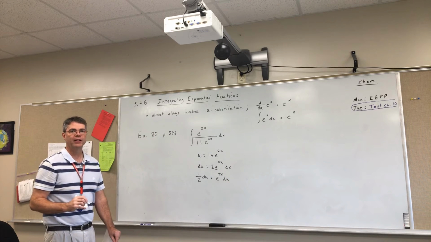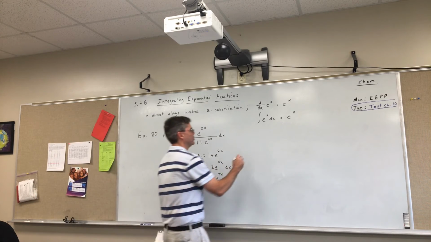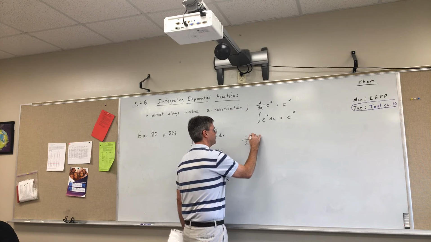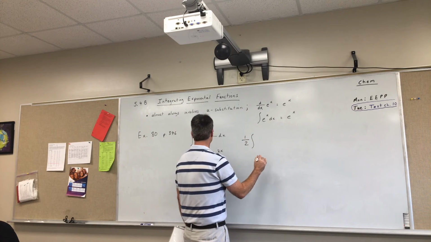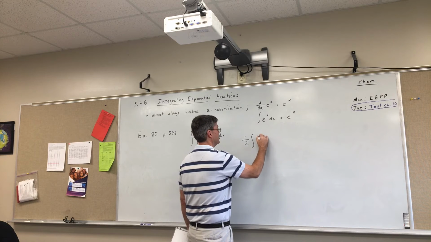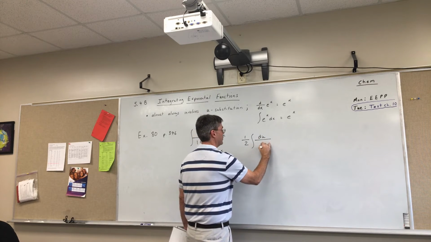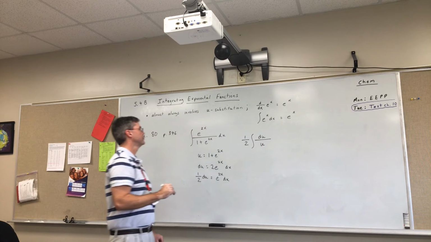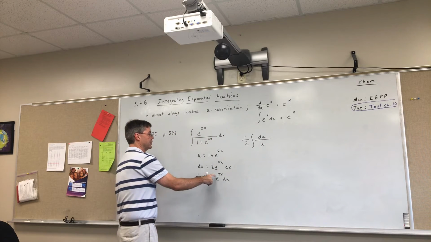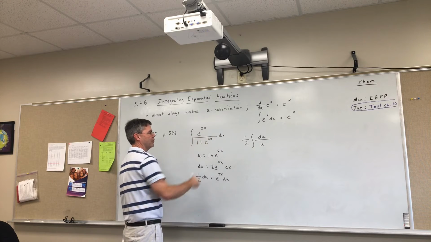And now we can rewrite this integral in terms of u. So we have 1/2, and then we'll have on top du, and on the bottom we would have u. Du e to the 2x dx, that's on top, and on bottom u.